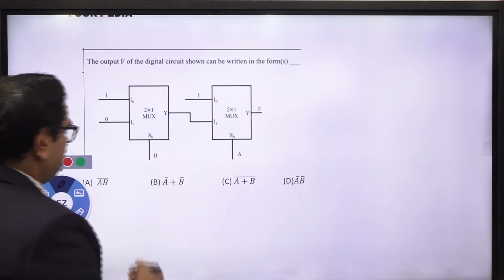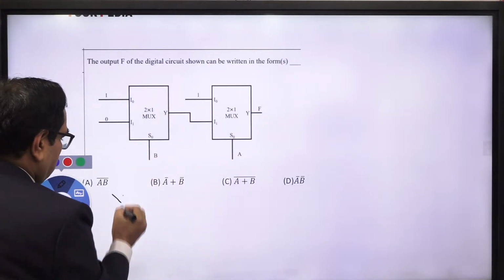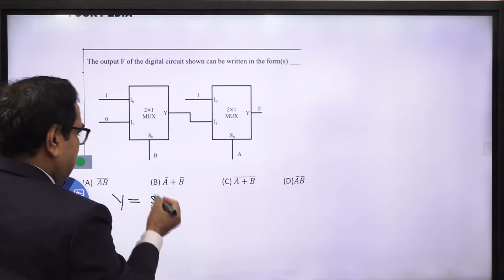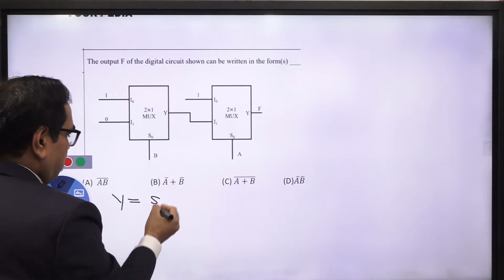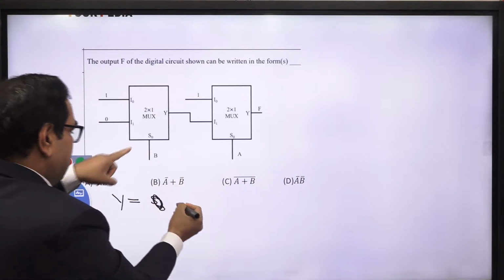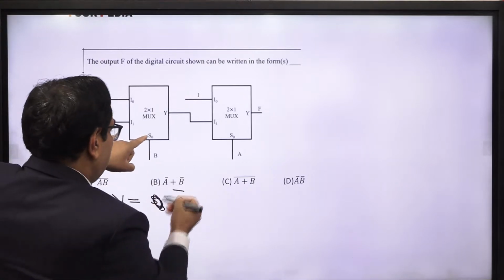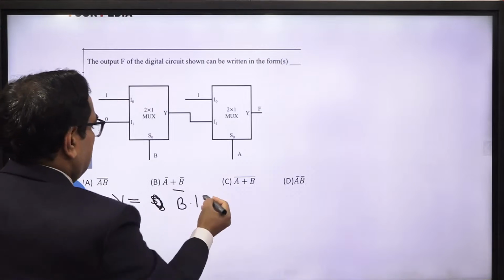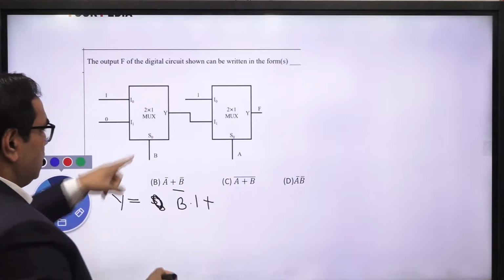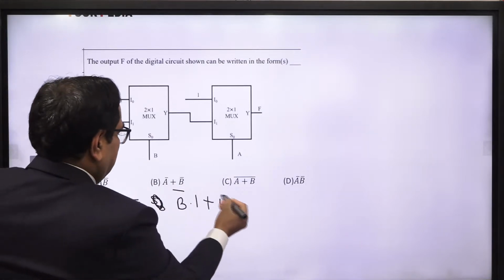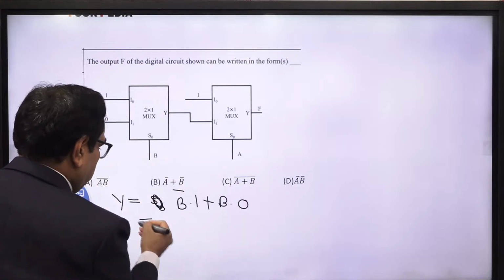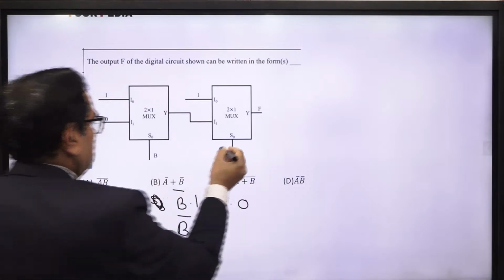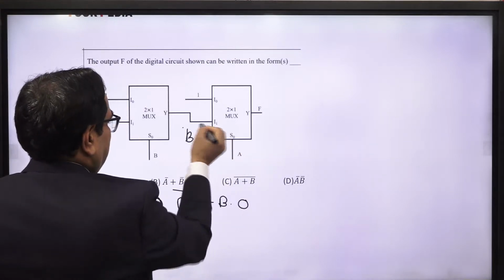In this multiplexer, output Y will be equal to what? Y equal to S naught bar, with S naught being B, so we can directly write B here in place of S naught. So S naught bar is B bar, and then I naught, so it is 1 into 1, or plus S naught, that is B, into I1, that is 0. So equal to B bar. This is the output expression here, Y equal to B bar.